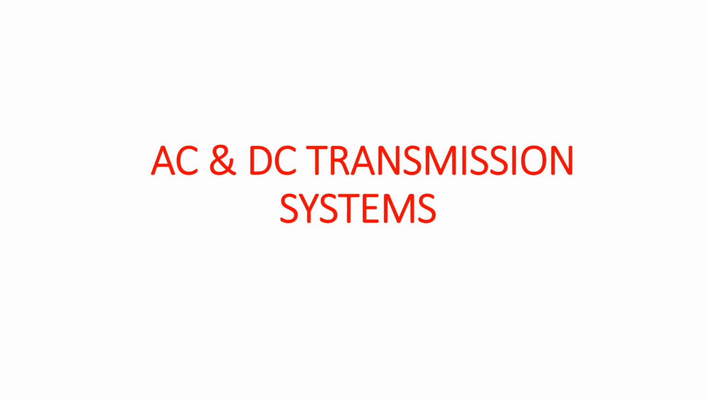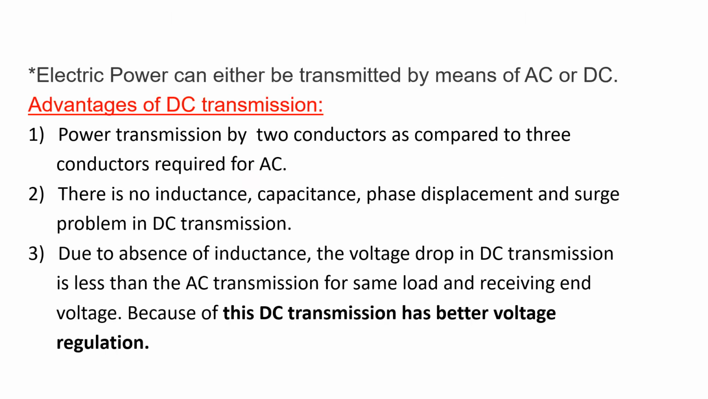In this video, we are going to see a comparison between AC and DC transmission systems. We know that electrical power can be transmitted either by using alternating current or direct current. So in this video, we will see the major advantages and disadvantages of AC and DC transmission systems, and finally we will compare both of these two transmission systems.